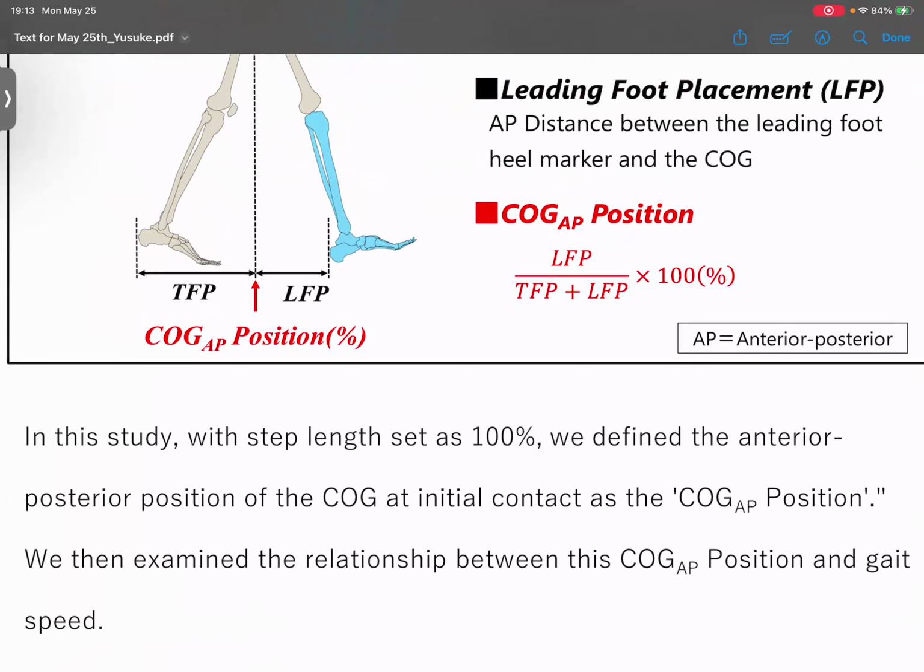In this study, with step length set as 100%, we defined the anterior-posterior position of the COG at initial contact as the COG sub-AP position.